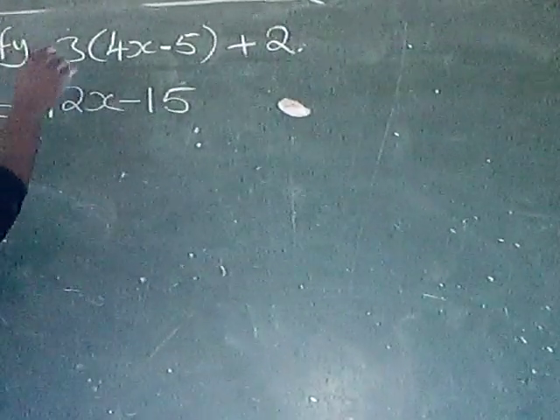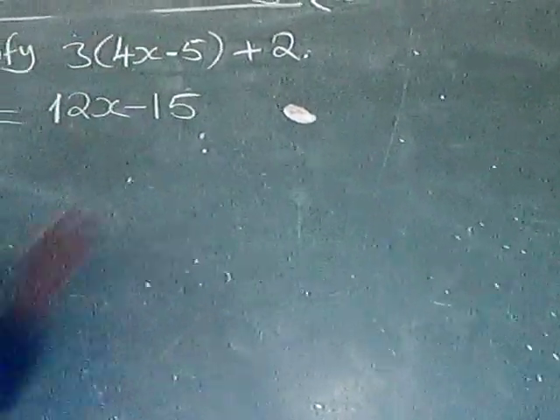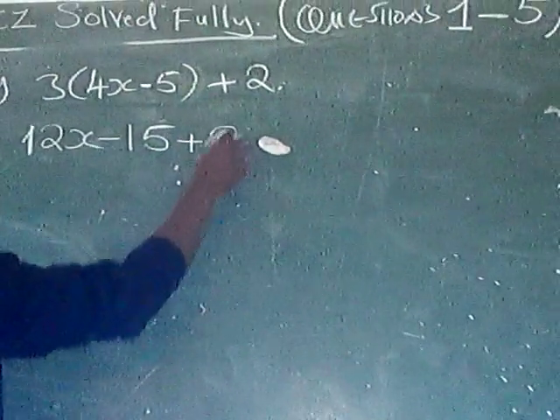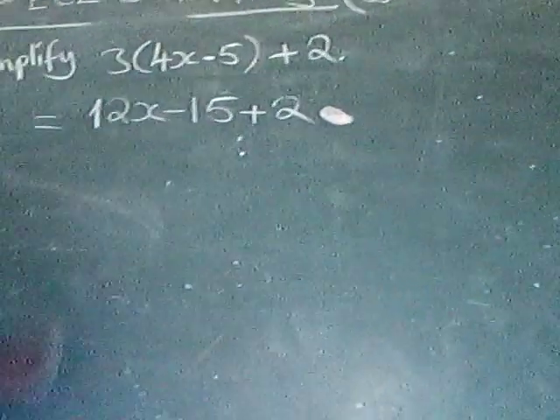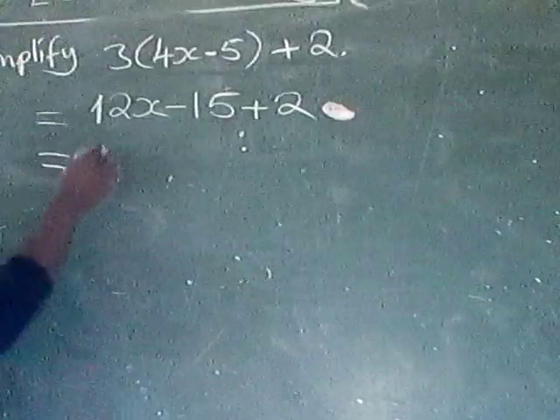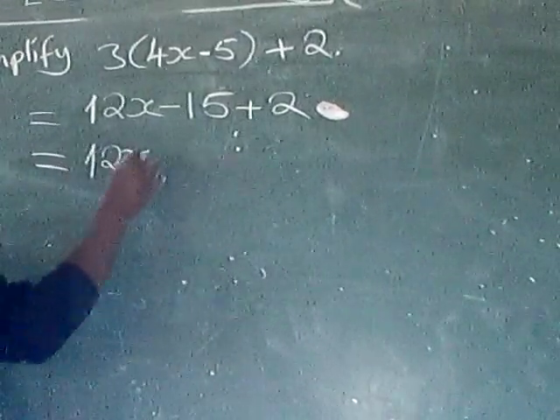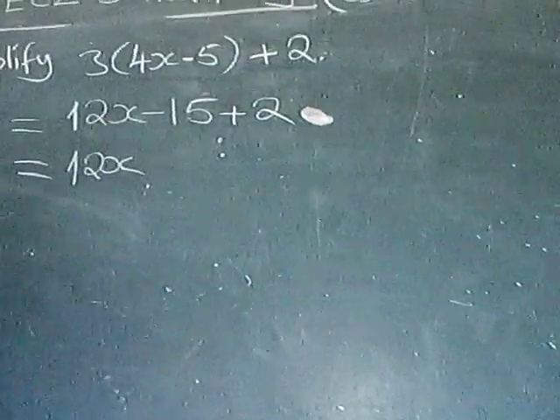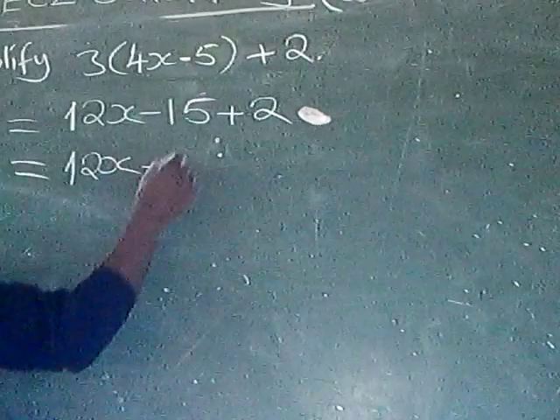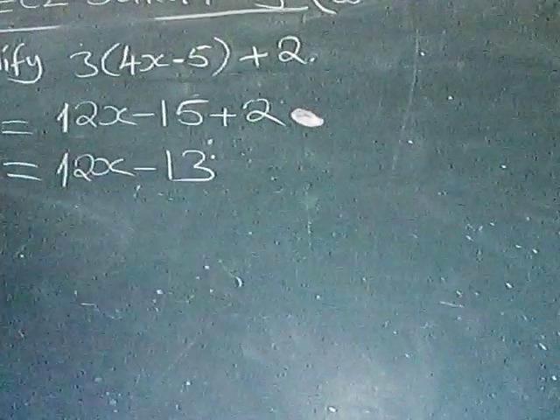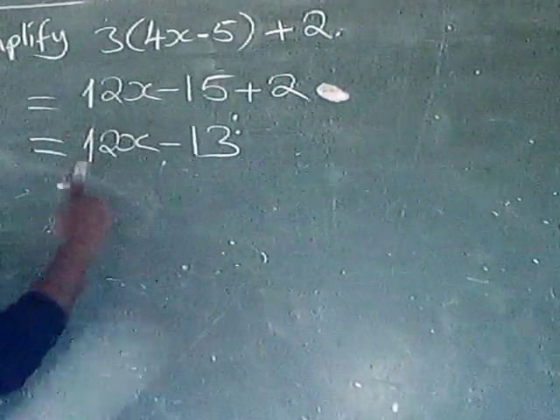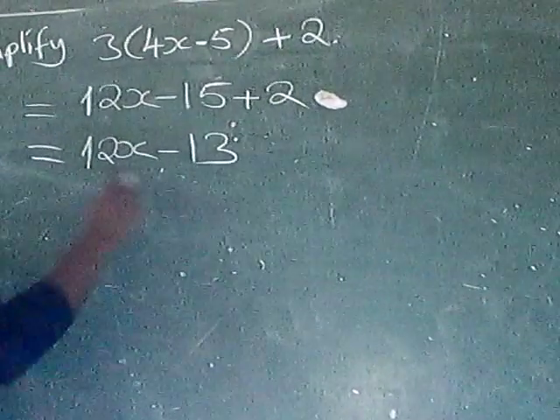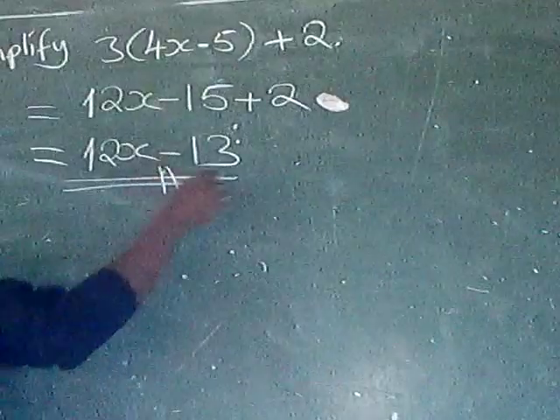We'll multiply the 3 times each inside. Then say plus 2 there. Look at how nice this one is. So this is 12x, negative 15 plus 2. It's negative 13. You check. Do we have anything in common here? Therefore, this is your answer.